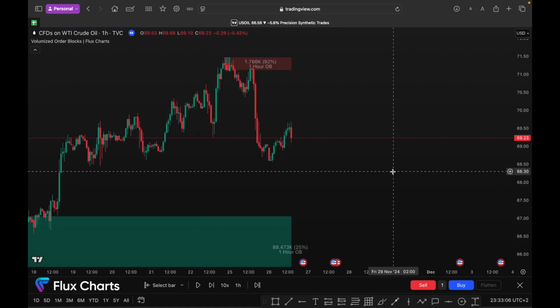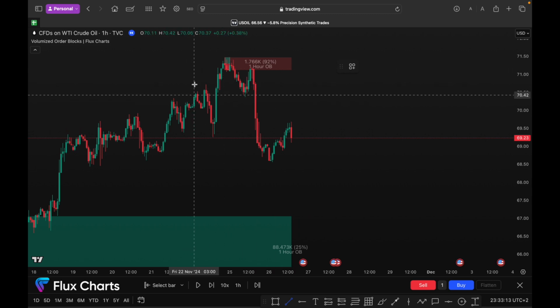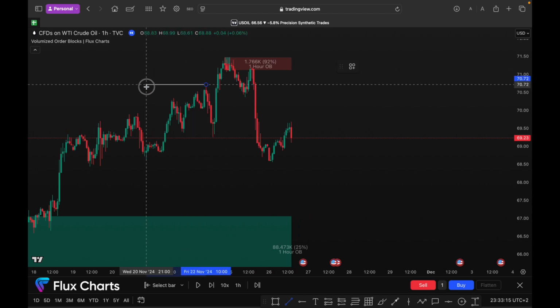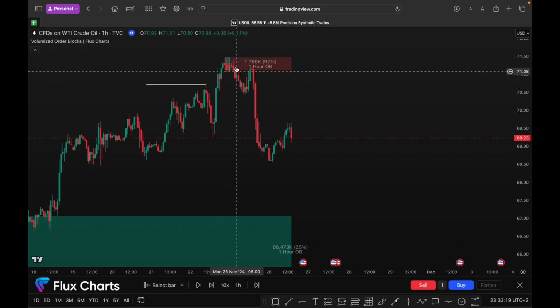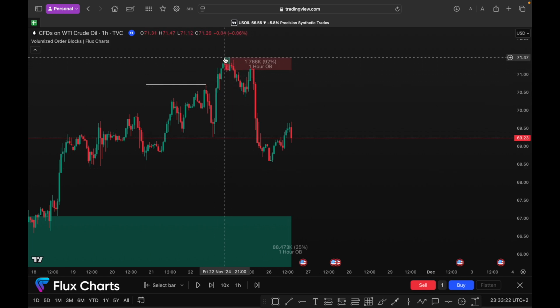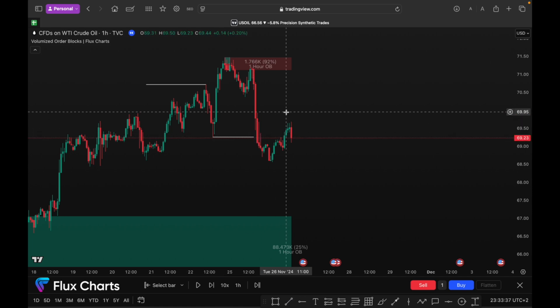Alright, so let's look at another example if you are not sure. Here you can use this as confluence. As you can see here, liquidity has been taken right over here. The indicator from Flux charts gave us this nice order block right over here. Price came down, tapped it, then we had the impulse move. So here we broke our last fractal low, so we had a market structure shift.